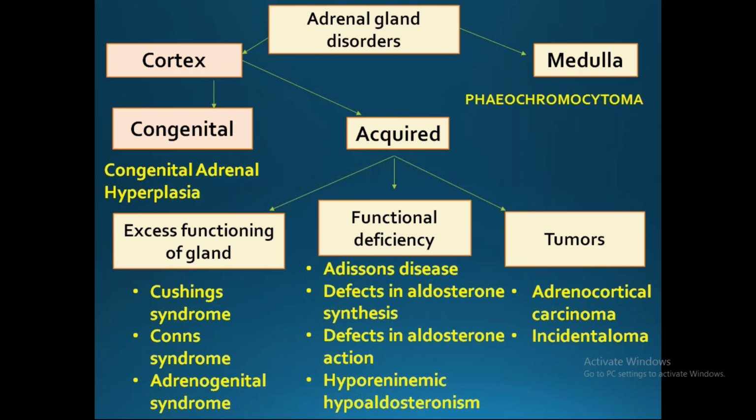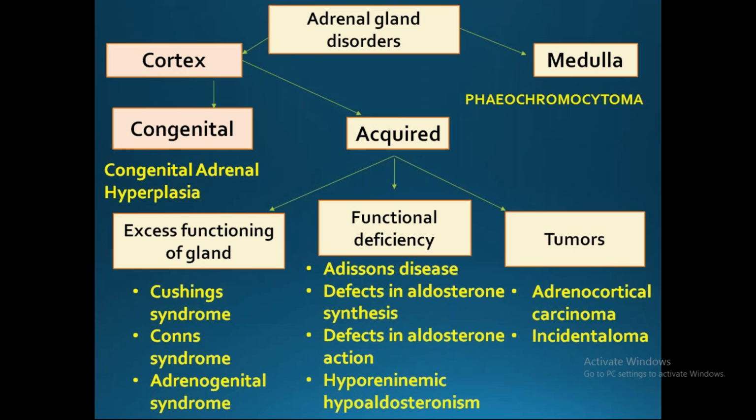The various cortical disorders are again divided into congenital and acquired disorders. The congenital disorders are congenital adrenal hyperplasia and congenital adrenal hypoplasia. Coming to the acquired disorders, there is excess functioning of the gland as in Cushing syndrome, which is associated with excess cortisol, and Conn syndrome, which is associated with excess aldosterone, and then there is adrenogenital syndrome.